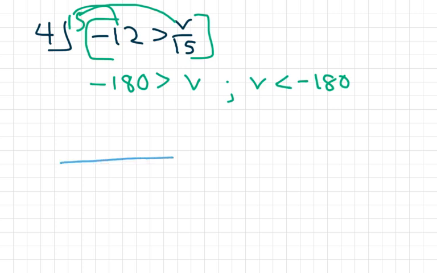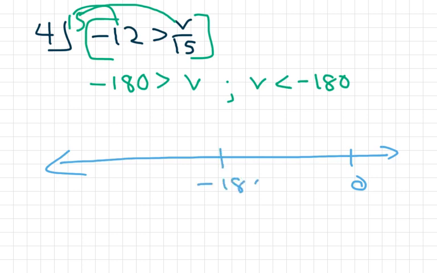I draw my graph. Put my 0 somewhere here. I'll put -180 here. Open circle. I don't color it in because it's not an equal, and I'm going to shade towards -infinity. All numbers smaller than -180.